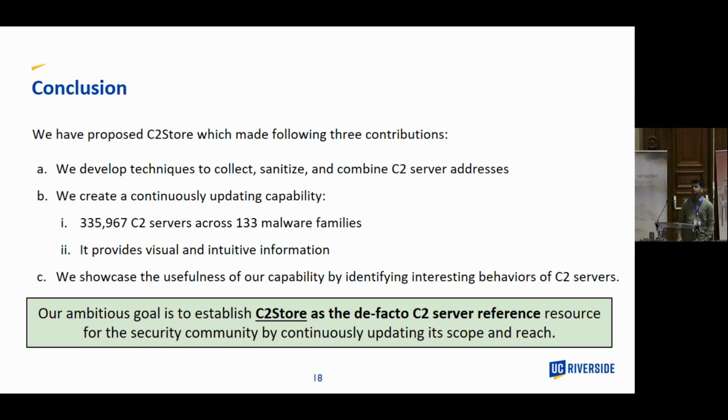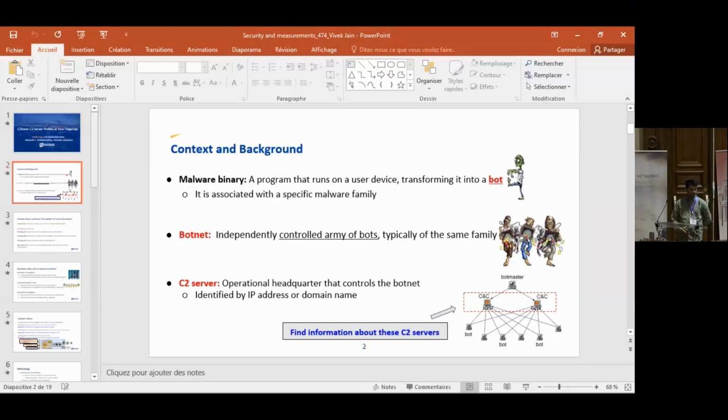In your study, you confirmed that the C2 servers are quite dynamic, they go on and off. Yeah, of course, botnets use those strategies to hide themselves. So what's the value of having IP addresses in that context? Sorry, can you repeat that?